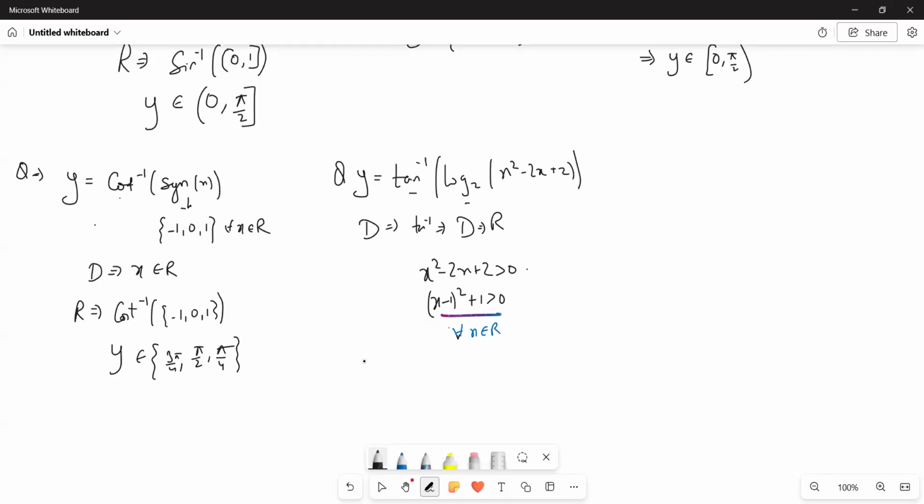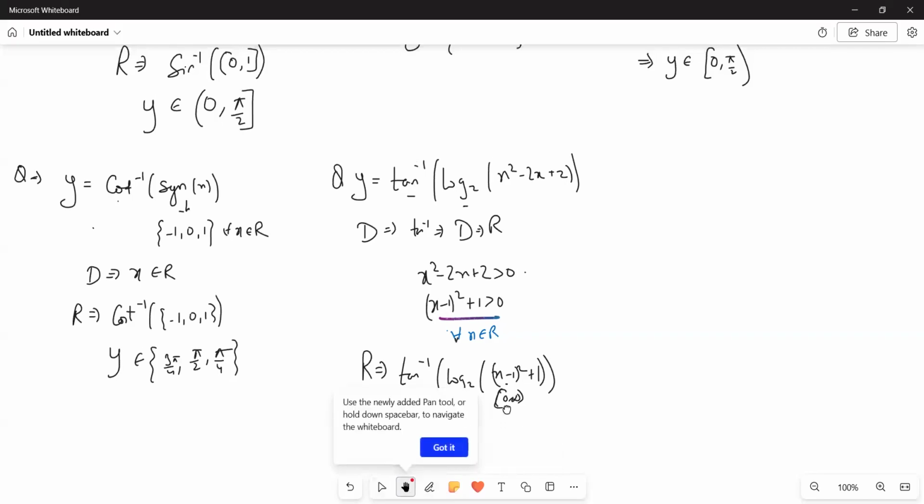And in that case, अब range निकालना है. So range के लिए this will become tan inverse of log to the base 2 of x minus 1 whole square plus 1. So for the perfect square, the minimum value is 0. So this would be 0 to infinity. Now 0 to infinity plus 1 हो गया 1 to infinity. So it's a simple scenario of range restriction now.